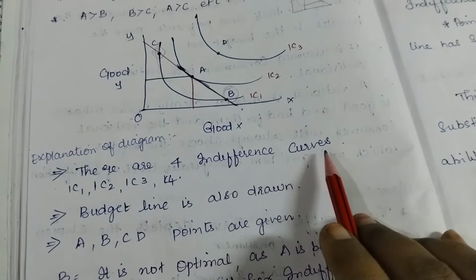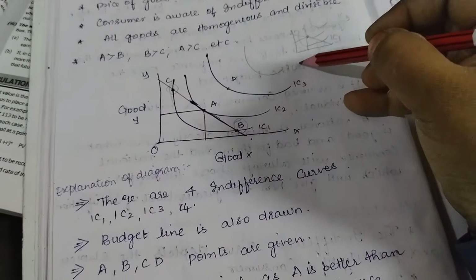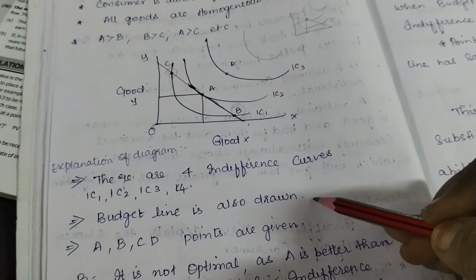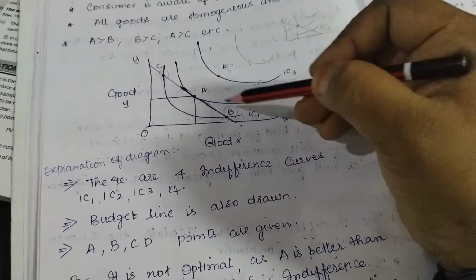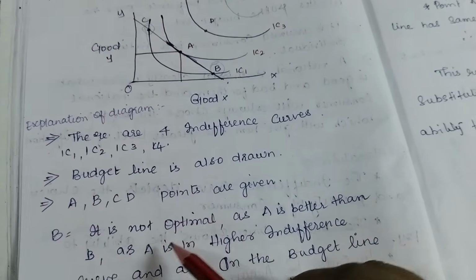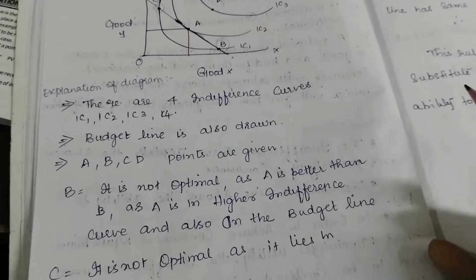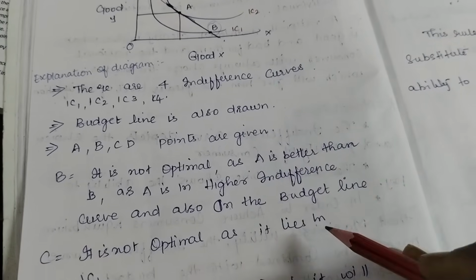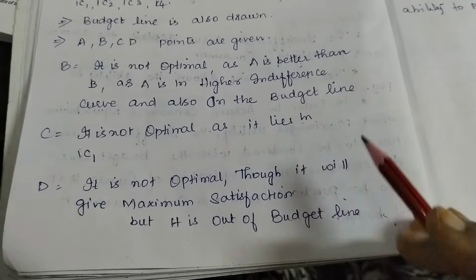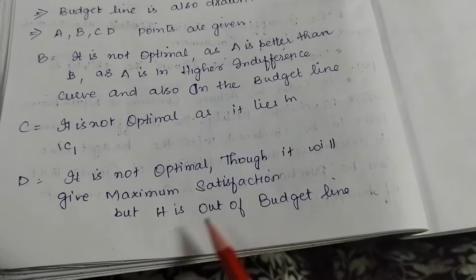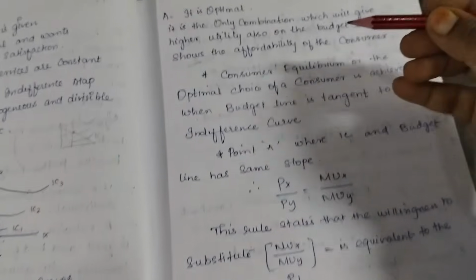So there are 4 indifference curves: IC1, IC2, IC3 and IC4. The budget line is also drawn. A, B, C, D points are marked. B is not optimal as it gives lesser satisfaction. C is also not optimal as it lies on IC1 itself. D is also not optimal. It will give maximum satisfaction, but it is out of the budget line. It means the consumer is not able to afford it.